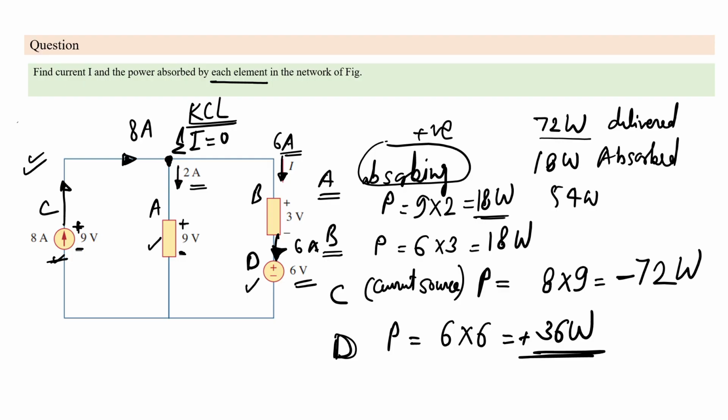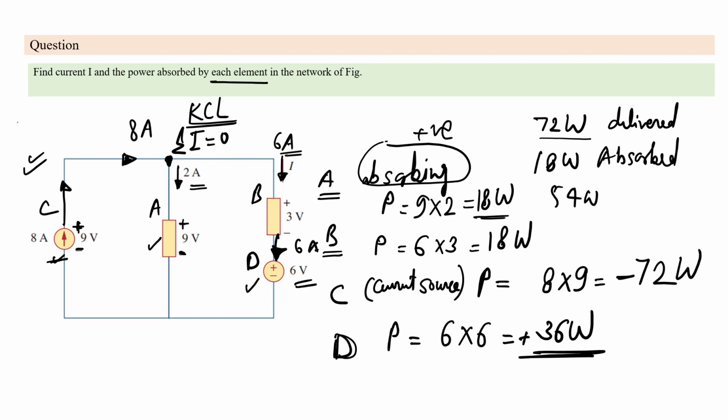Now if you see the 3 volt element, that is element B, there the current will be 6 amp because KCL has to be followed. So the 8 ampere is delivered, 2 amps is going in element A, so 6 amps will go into element B. The power absorbed by element A is 9 multiplied by 2, which is 18 watt. I am considering absorbing as positive, so going inside of that. For element B, the power being absorbed is 6 multiplied by 3, which is 18 watt.